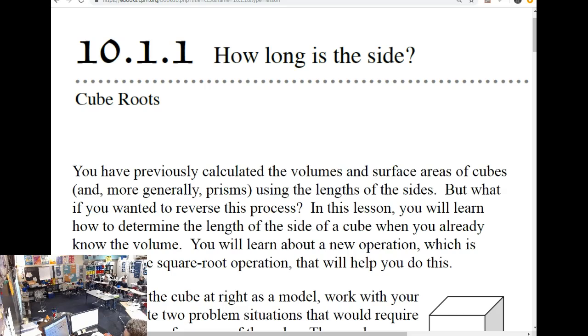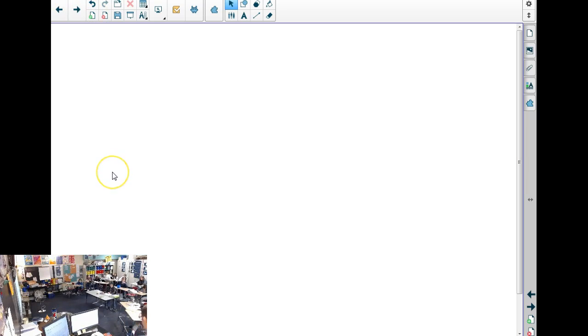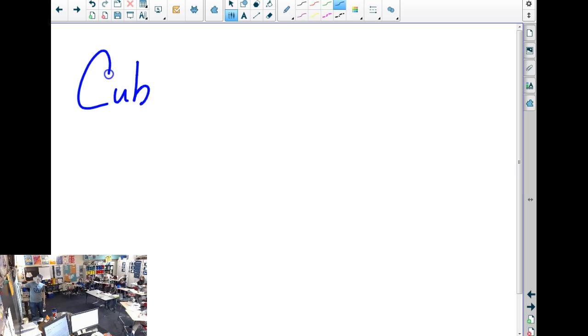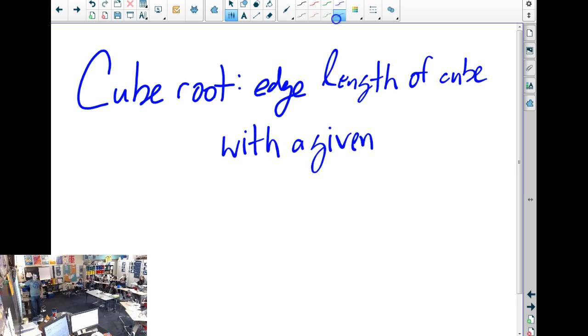A cube root, we're saying, is the edge length. So, write down in your notes, please: cube root. Be careful not to really say side, because side is kind of a vague word. Base is also kind of dangerous because base could be a two-dimensional shape. Edge length of a cube with a given volume.